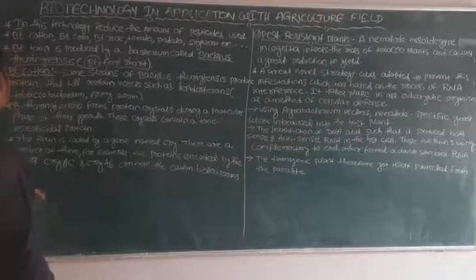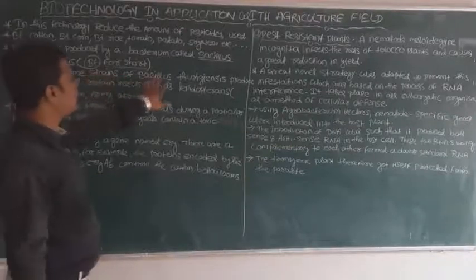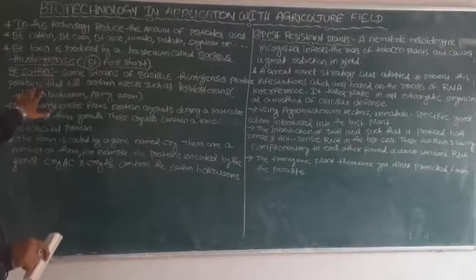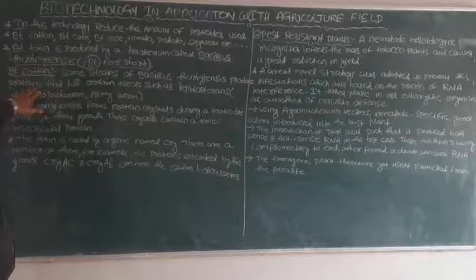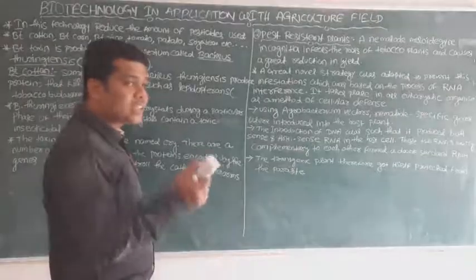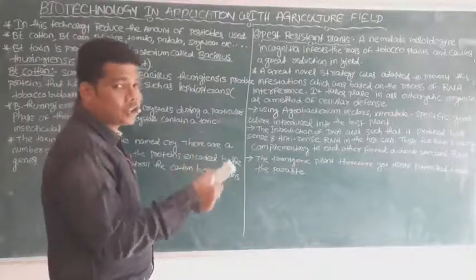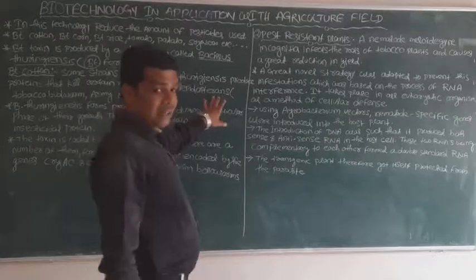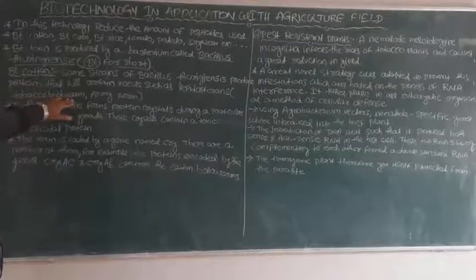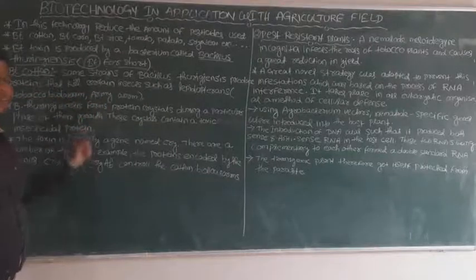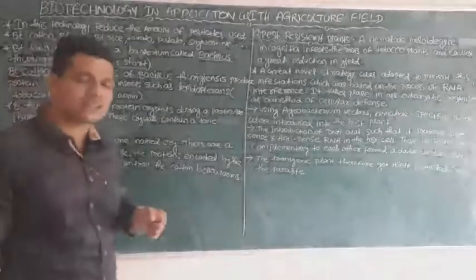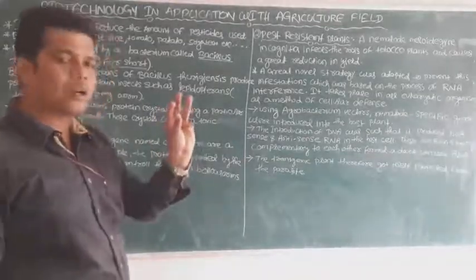The BT cotton, some strains of the Bacillus thuringiensis produce proteins that kill certain insects, insects such as lepidopterans, like some examples, tobacco budworm and armyworms. These are the insects which can destroy the cotton seed.